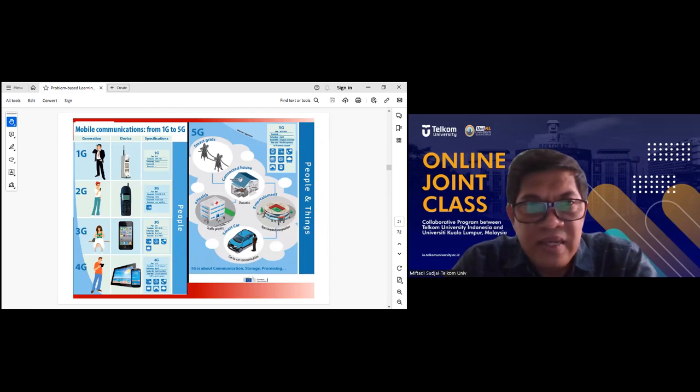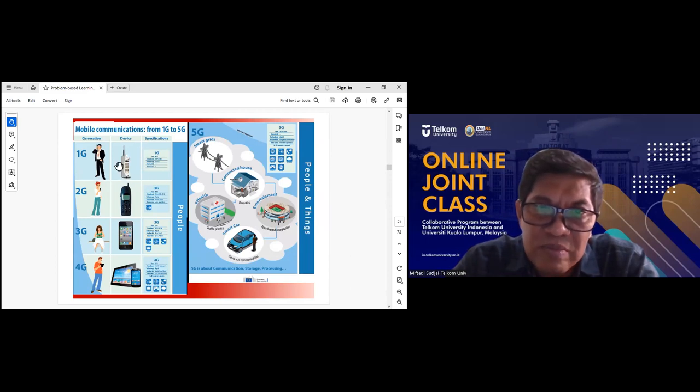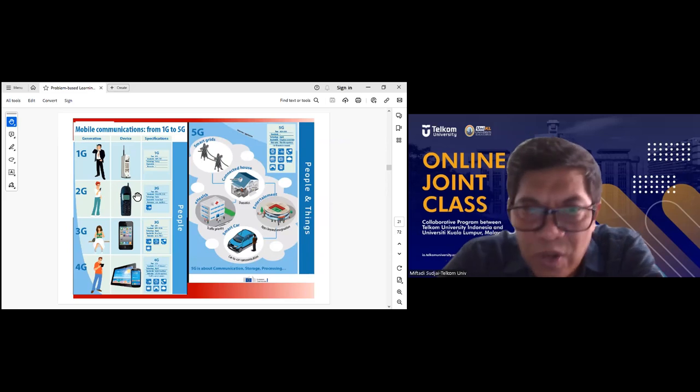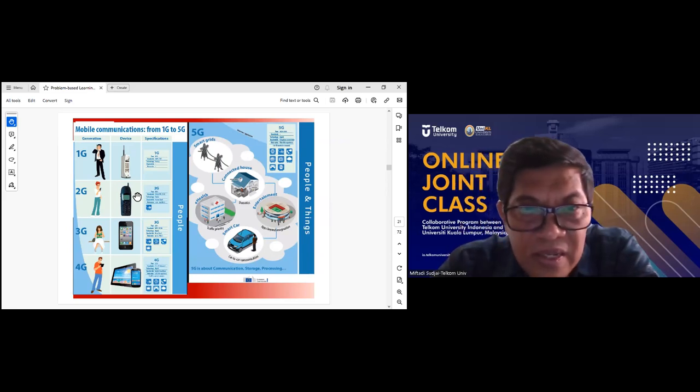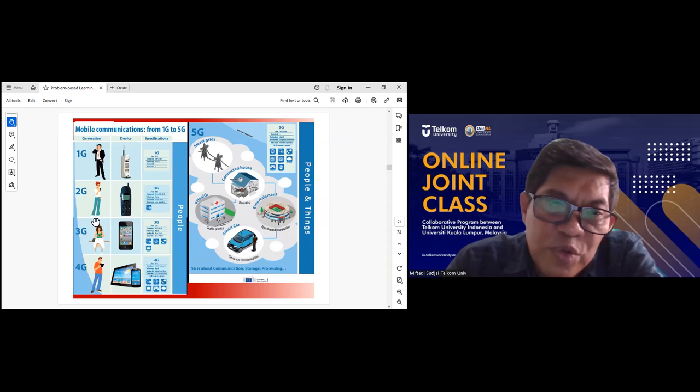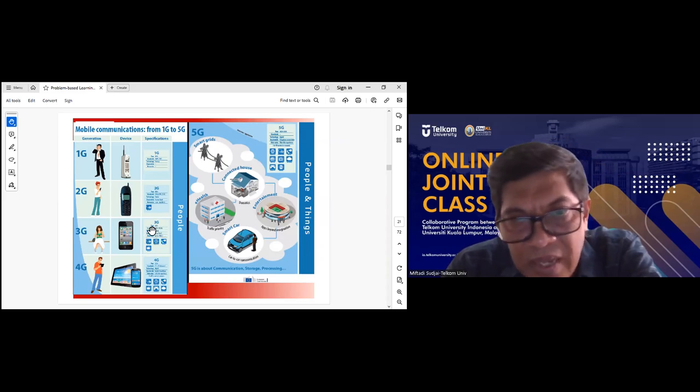And this is the evolution of mobile communication from the first generation, which is analog, not yet digital, to the second generation, which is digital. That means not only providing voice, but also text, like SMS, and eventually streaming services, like GPRS and so on. Then we move to the third generation that provides much higher capacity and speed, which also pushed the birth of the smartphone.